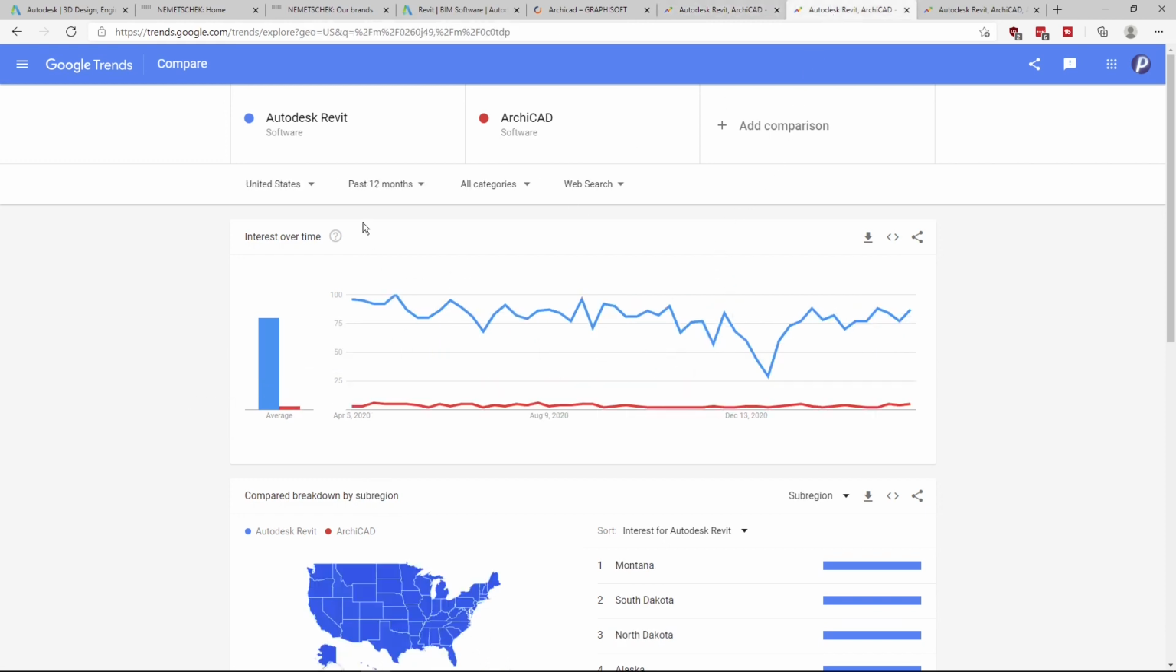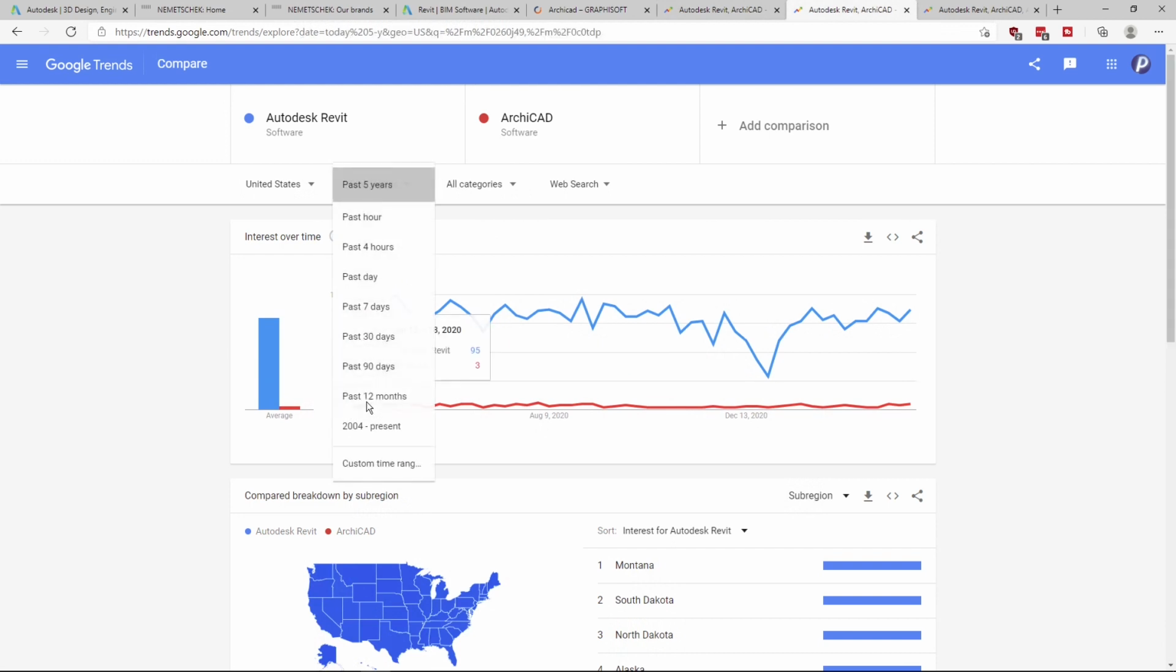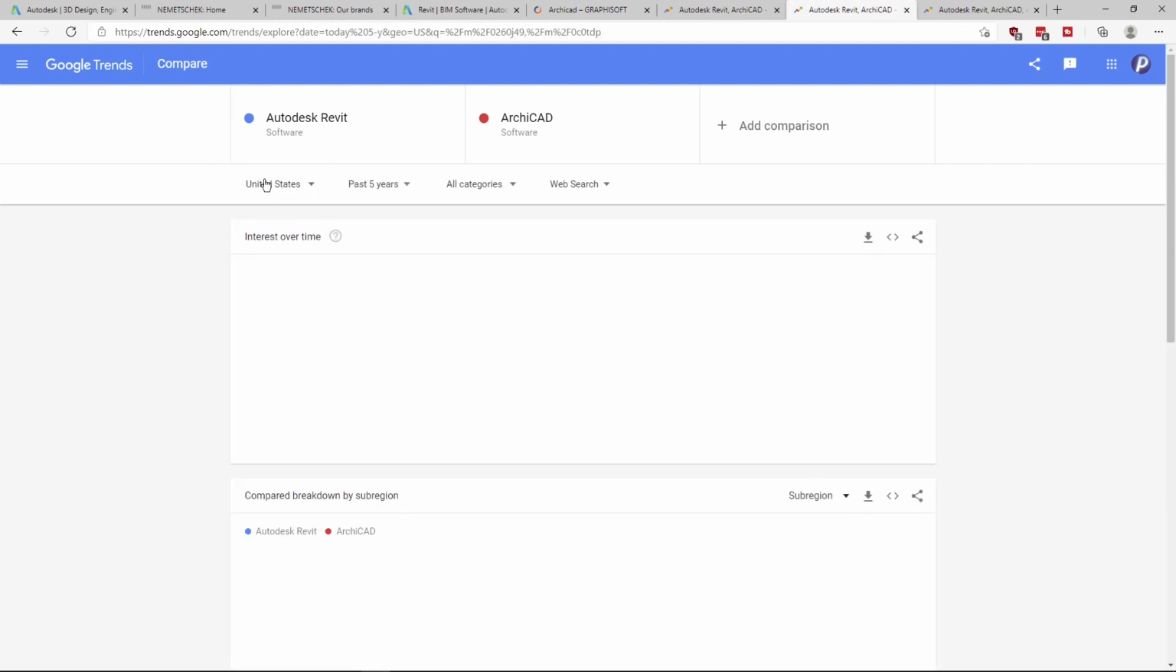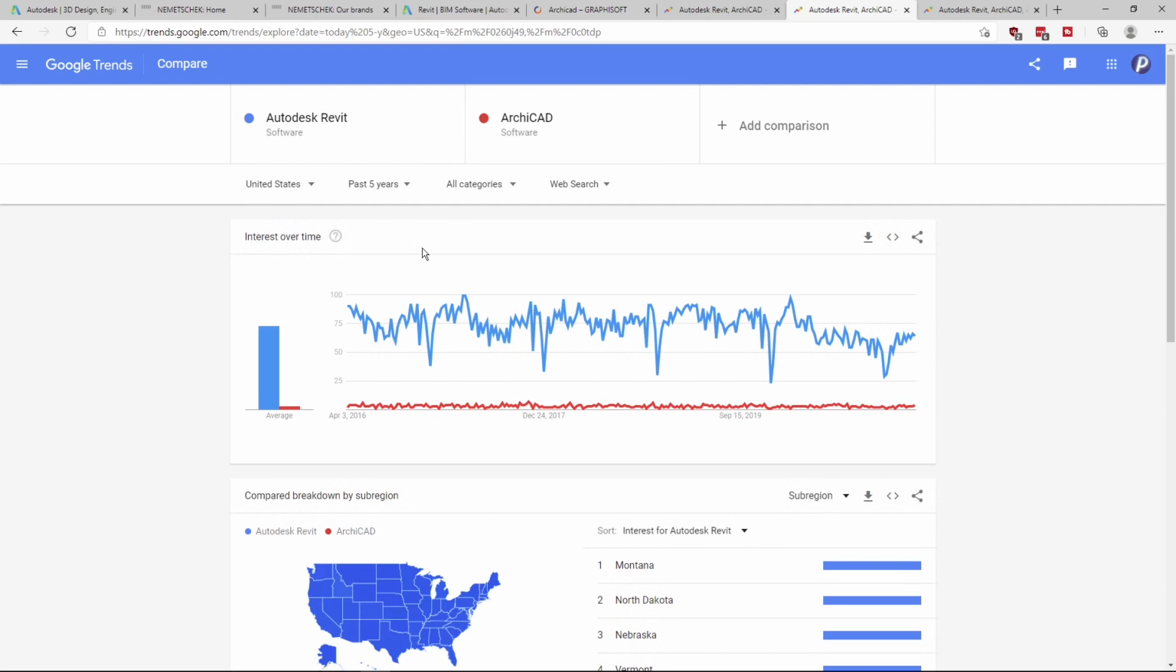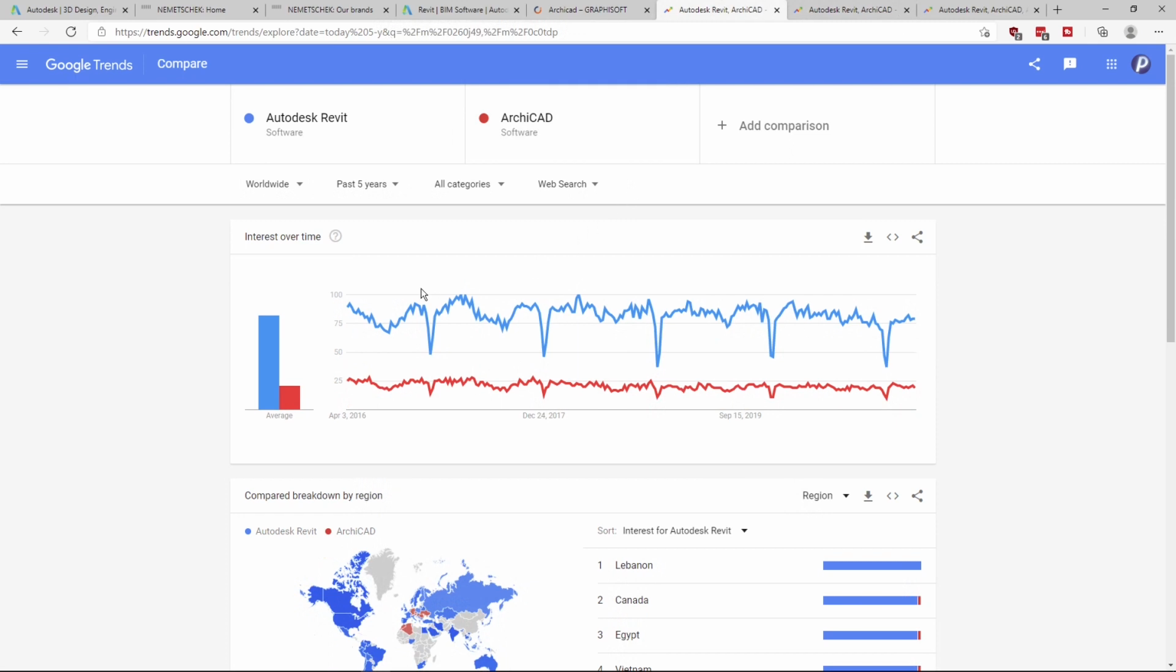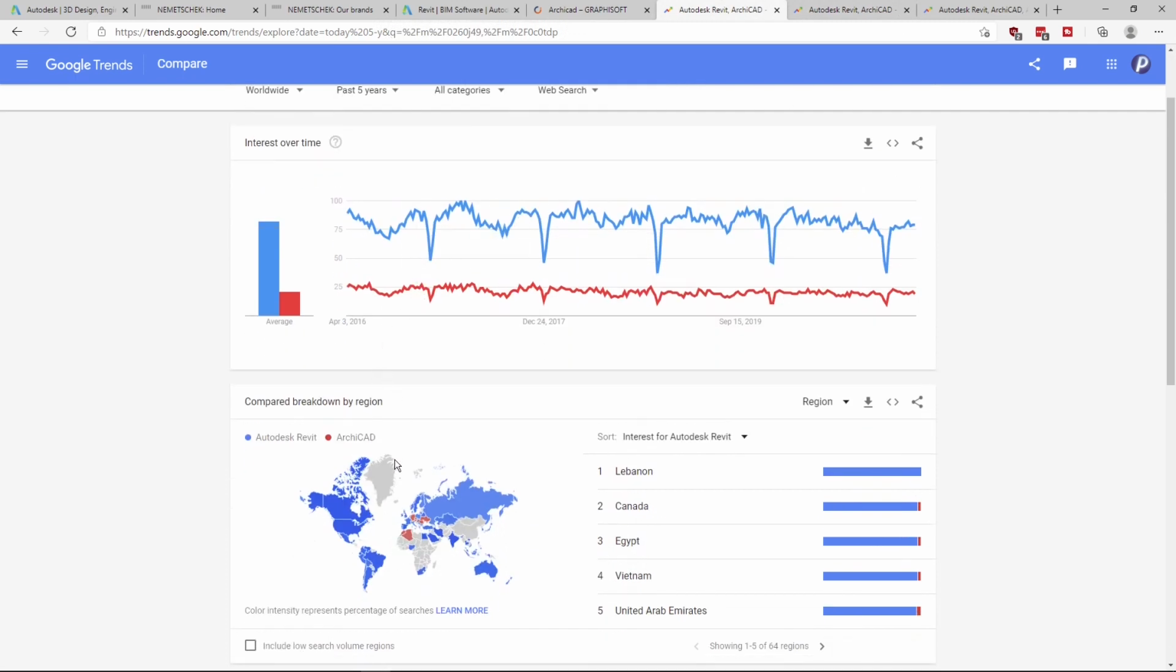So when we take a look at past 5 years in United States between Revit and ArchiCAD, you can see that the Revit is much, much more, 73 compared to just 3. ArchiCAD is almost non-existent in United States of America. So it's quite interesting when we go back to the worldwide comparison that in North America, Revit is dominant.